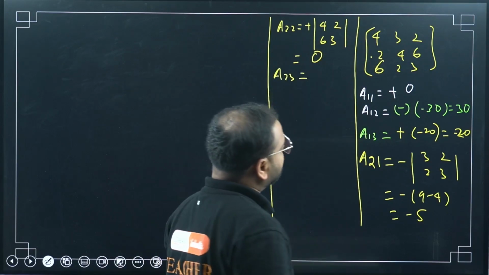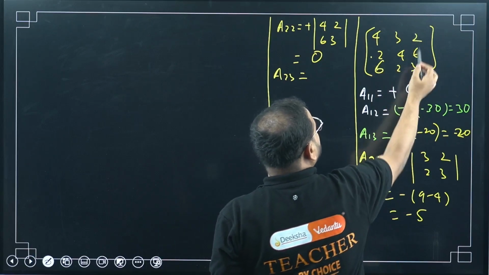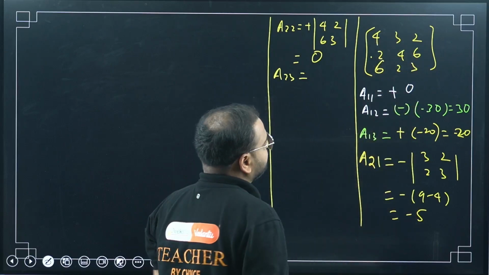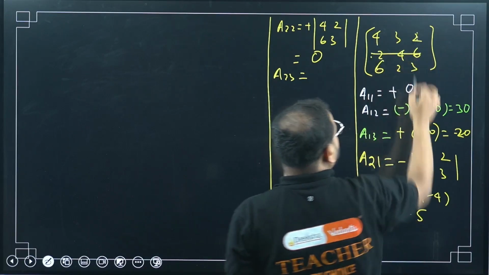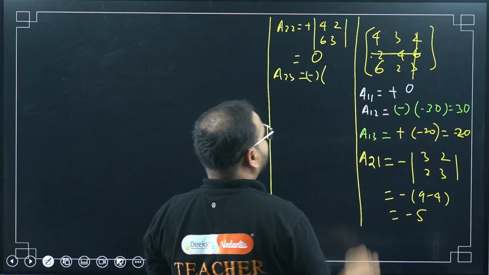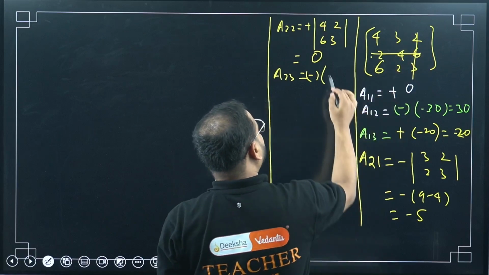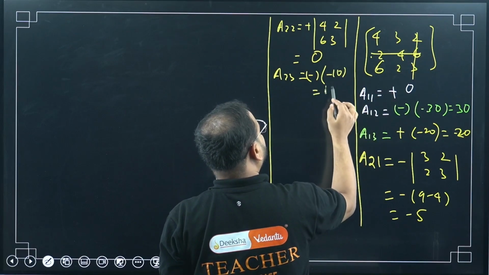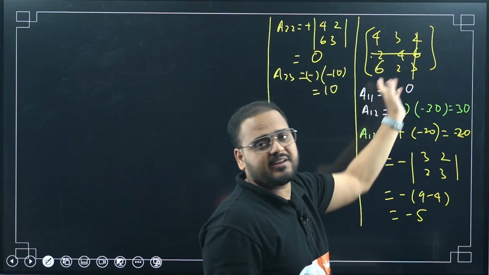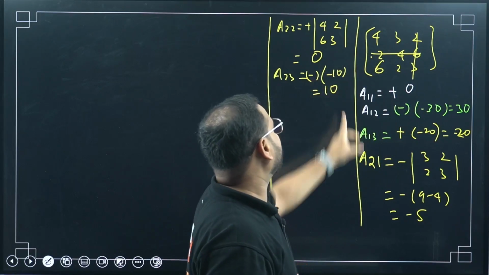A23, what am I going to get? I have to cancel this row and this column. A23 means a minus sign first of all. What I'm getting: 4 times 2 is 8, minus 6 times 3, 18. So 8 minus 18 is minus 10. And minus of minus will become plus 10. Yes or no?